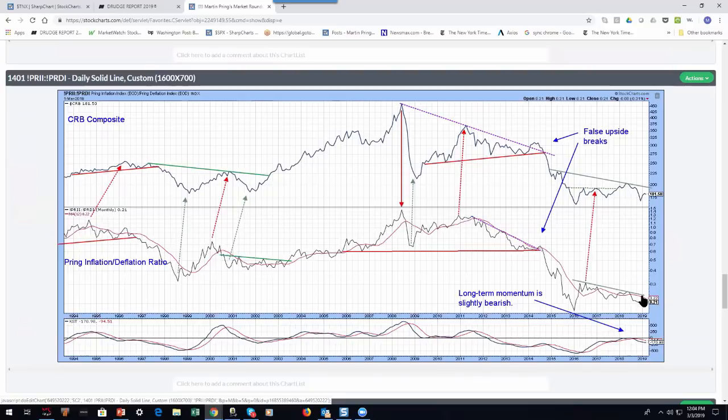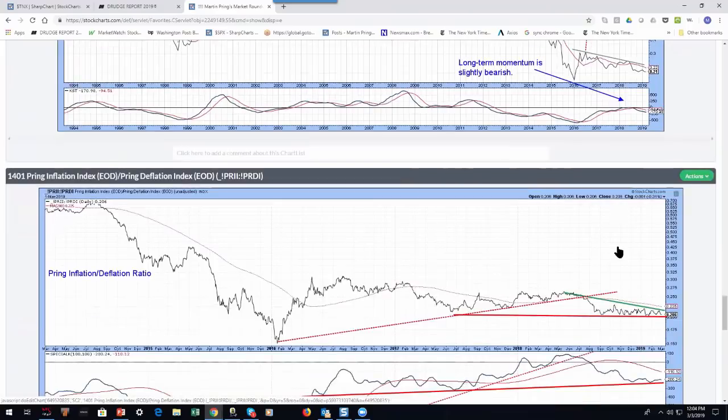But in order to turn bullish, we need to see the inflation-deflation ratio move above this green downtrend line. And we would need to see the CRB composite move above this downtrend line here decisively, and that would be probably a month-end close above 200.